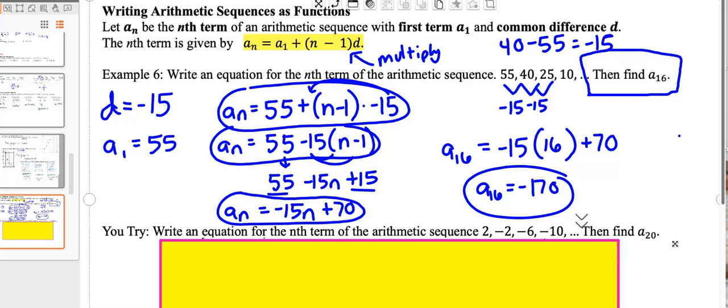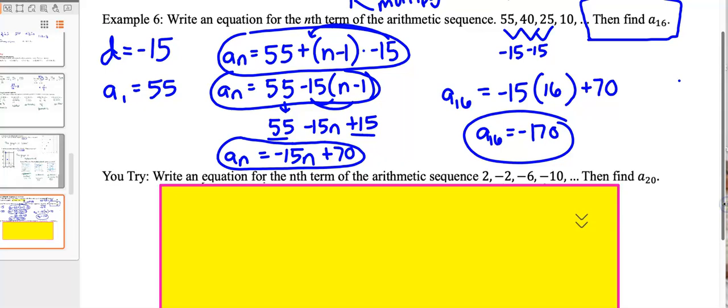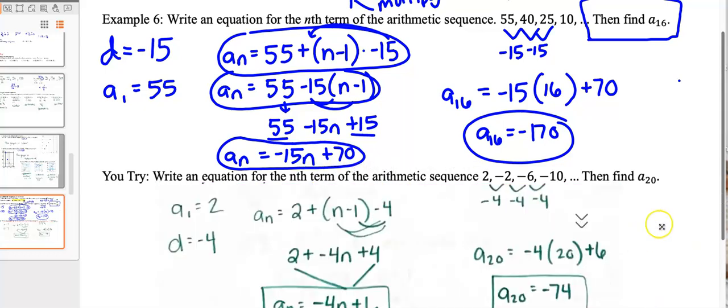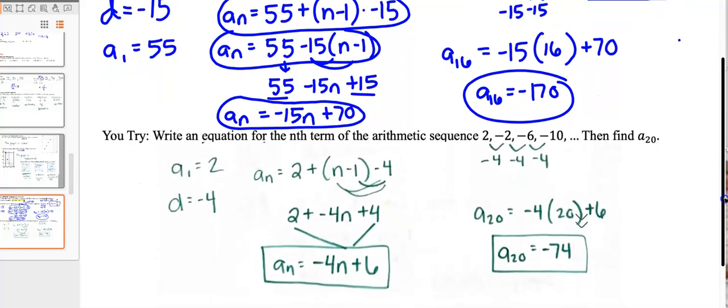All right, you guys try the next problem. So see if you can write an equation for the pattern 2, -2, -6, -10, and then tell me the 20th number of that sequence. So press pause and try that. All right, so starting off, these are our answers.